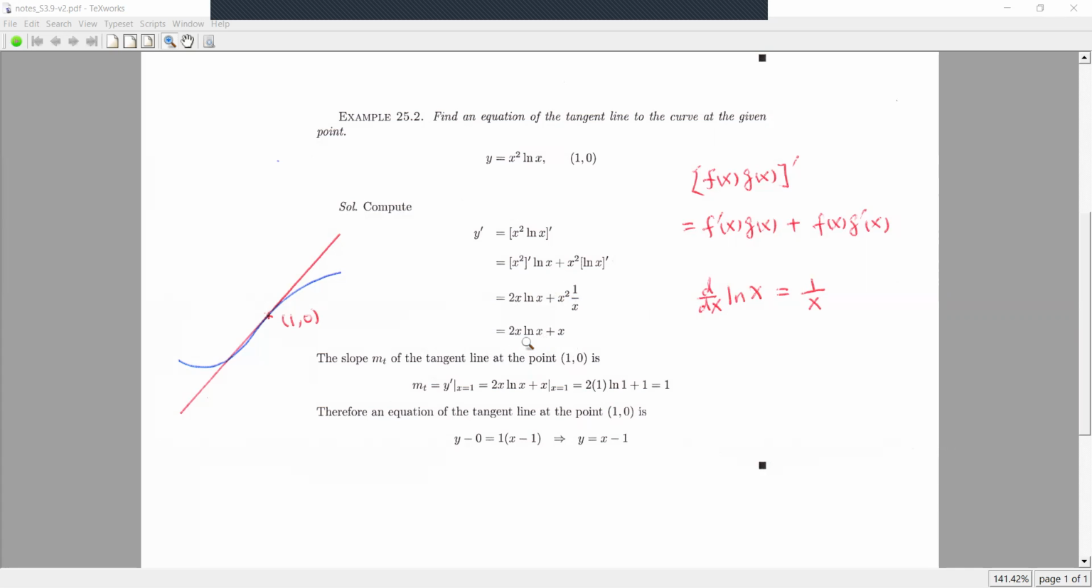After we get the derivative, then we can tell the slope of this tangent line. Plug in 1, the x coordinate of this point, for the x here. Then the slope of the tangent line at the point 1, 0 is 1. Now we have the slope of the tangent line and we have 1 point on the tangent line. By the point slope formula, the equation of the tangent line is this. Simplify this equation, then this is the answer to this example.